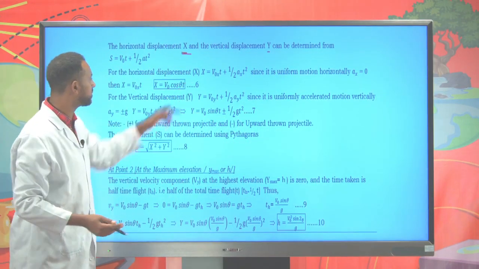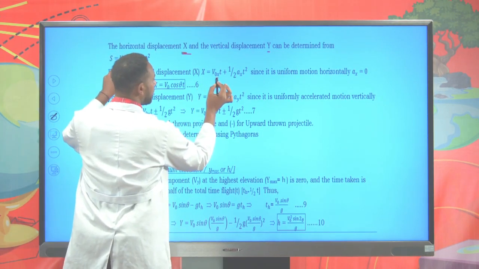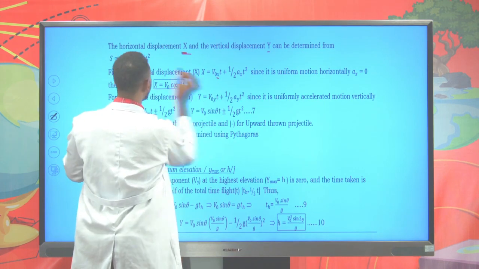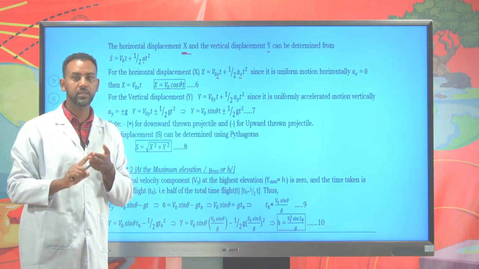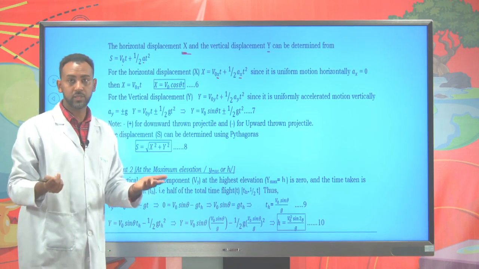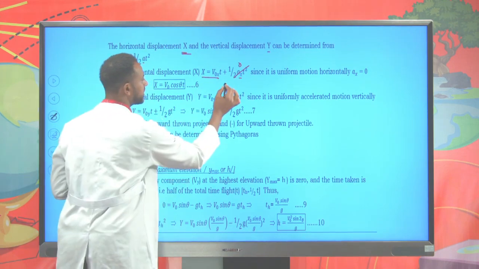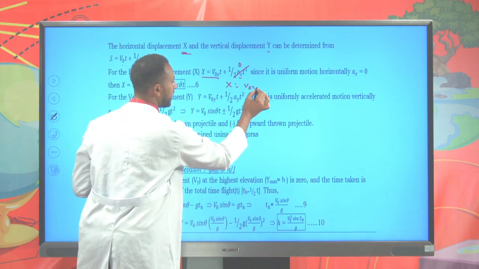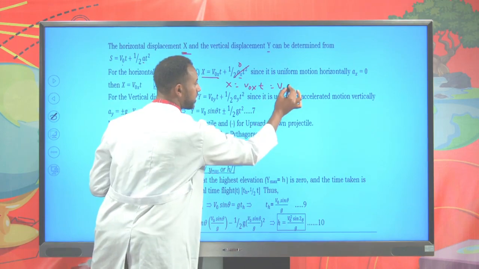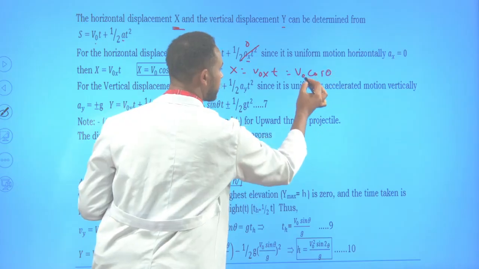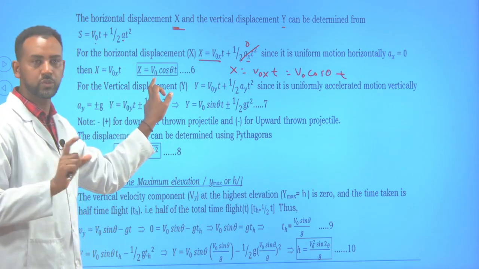Therefore, the horizontal displacement can be rewritten as, instead of s, we use x. Instead of initial velocity, along the horizontal, v naught x t, plus half the horizontal acceleration a x t squared. But we have said that the horizontal acceleration is 0 for projectile motion. So this term is 0. Therefore, the horizontal displacement is x equals v naught x t. And we know that the initial velocity component is v naught cosine theta, so v naught cosine theta times the time t. This is how we determine the horizontal displacement.